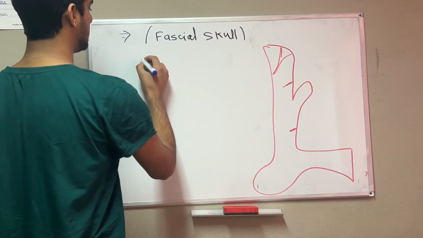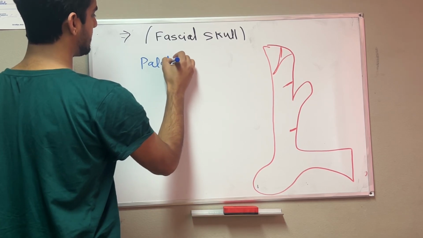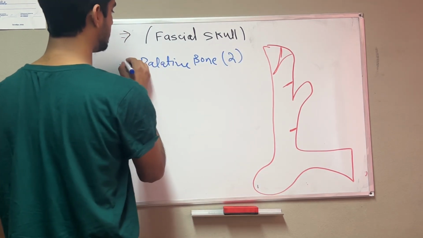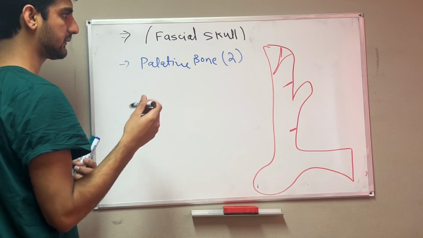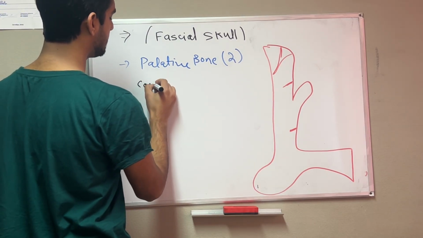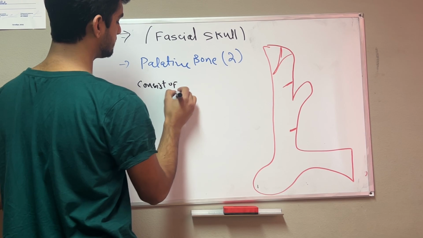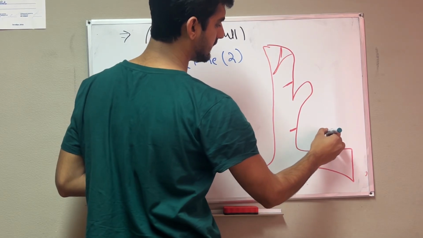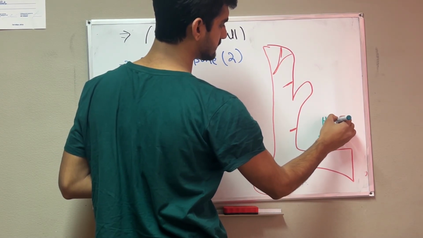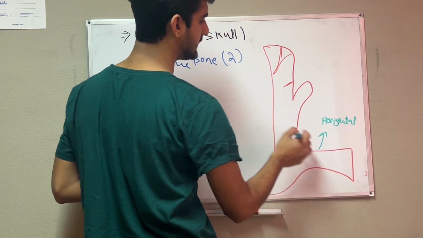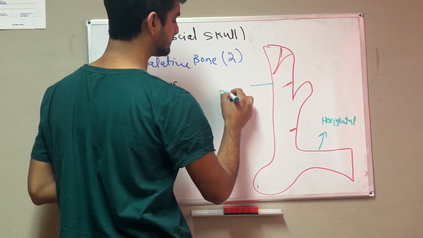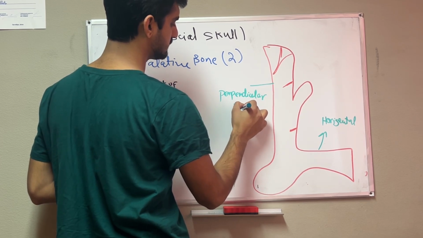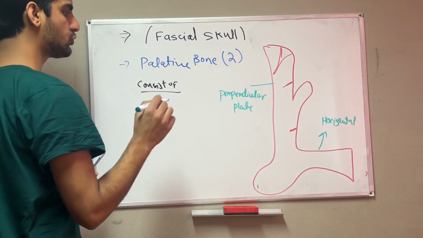First we see this is a palatine bone. Two bones in our facial skull. The palatine bone consists of what? Two plates. This one is a horizontal plate. This is a perpendicular plate. Horizontal plate and perpendicular plate. These are the two plates.